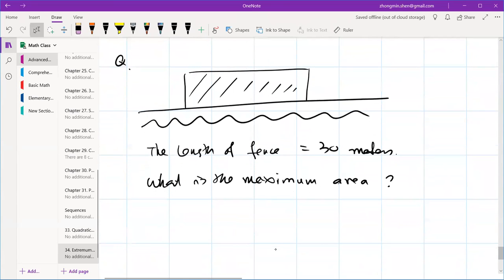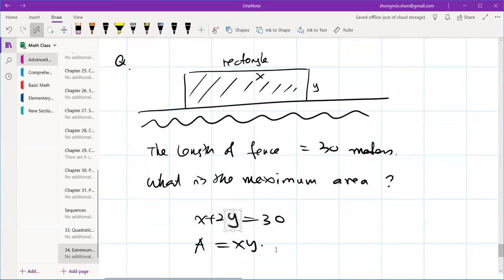Yeah, this is a rectangle. Yeah, I said that. All right, so this side called y, that side x. So I know that x plus 2y equals 30, right? And the area is going to be x times y.